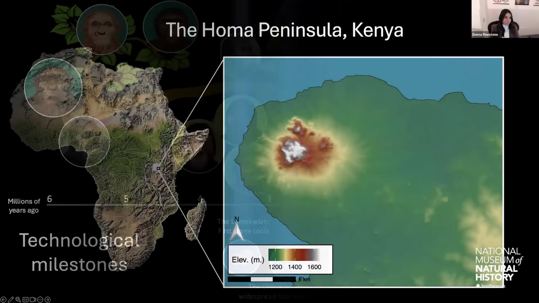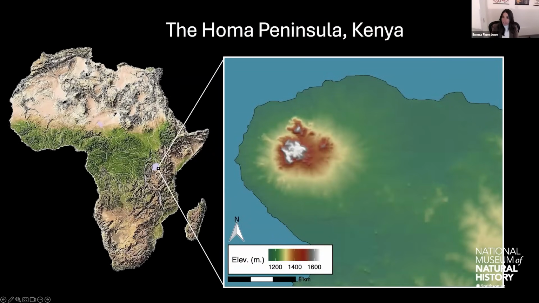So I'm going to be briefly talking about some of my research on the Homa Peninsula in Kenya. The Homa Peninsula is situated on the shore of Lake Victoria, and there's a carbonatite complex, a volcanic complex, at the center of the peninsula. This carbonatite complex makes it very difficult for us to date sites because the type of volcanic activity doesn't produce crystals that are necessary for argon dating. But we have a variety of really amazing sites with beds that outcrop around the Homa Peninsula.